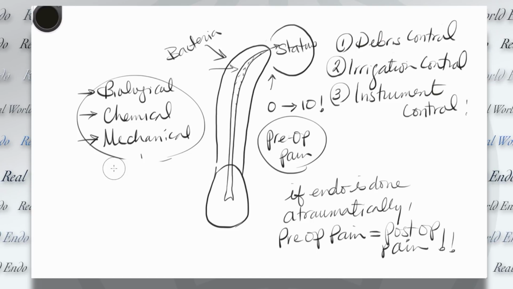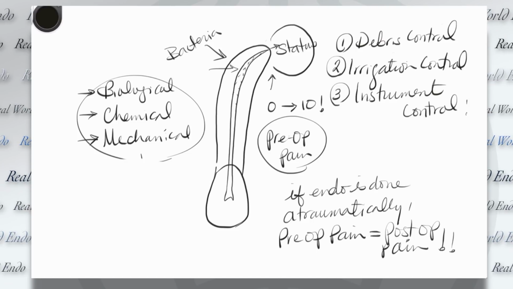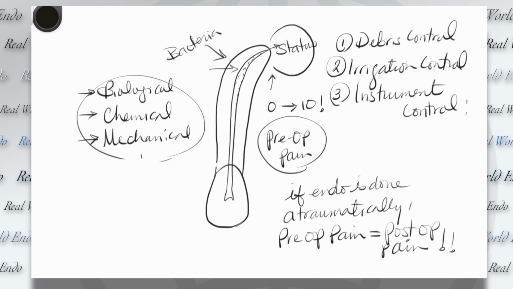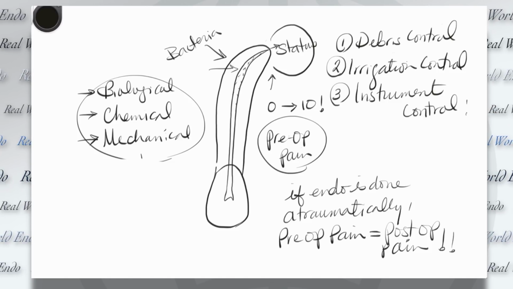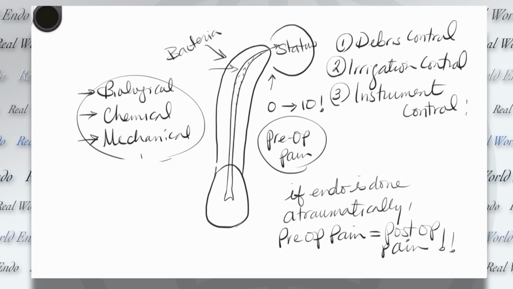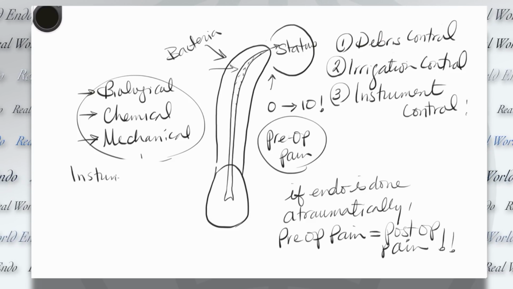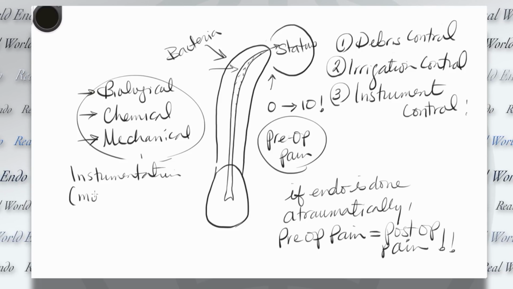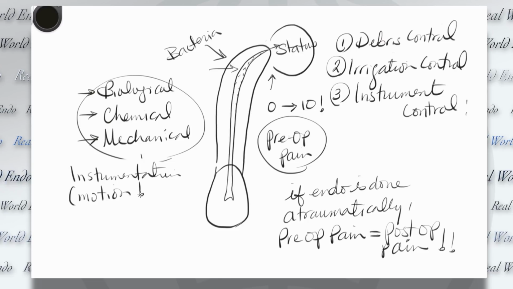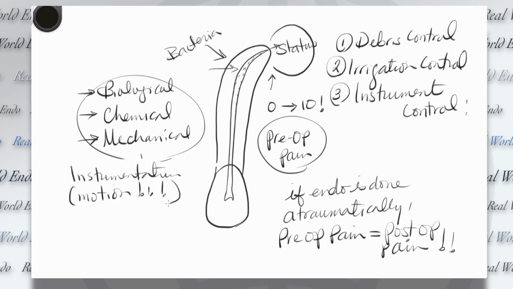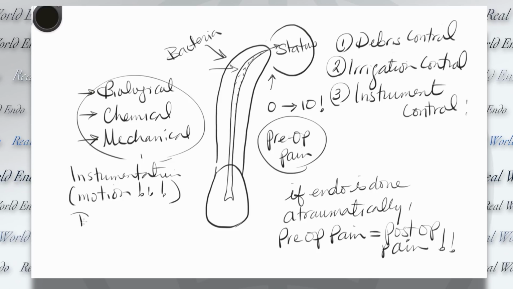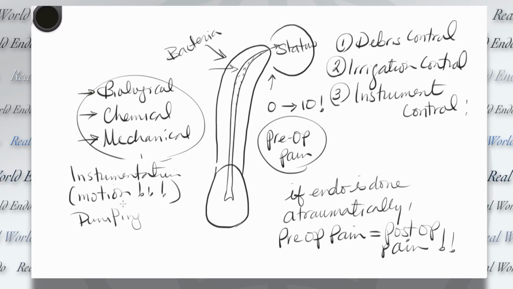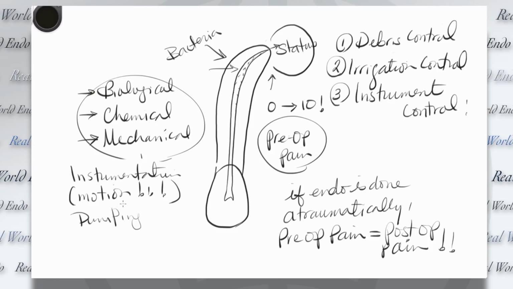But for now, let's just keep it at a very macro structure and explain the process. For the biological component, how not to push debris out the apex is going to be a function of our instrumentation protocol. Any of this pumping motion of going up and down, any excessive reciprocation or too many strokes inside the tooth can generate a lot of debris, and that could cause a problem.